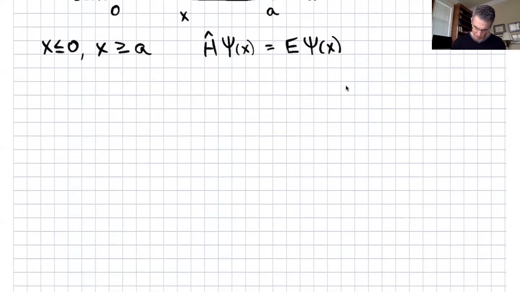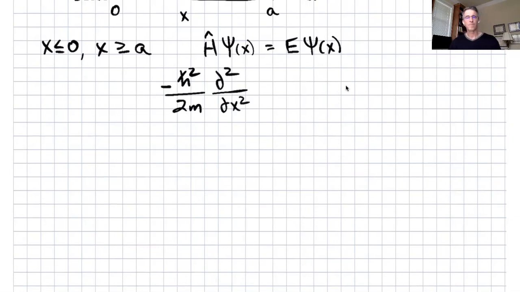That would have to just be minus h bar squared divided by 2m times the second derivative with respect to x. That's the full expression of the kinetic energy operator for this particle moving in a one-dimensional box, in terms of the kinetic energy.